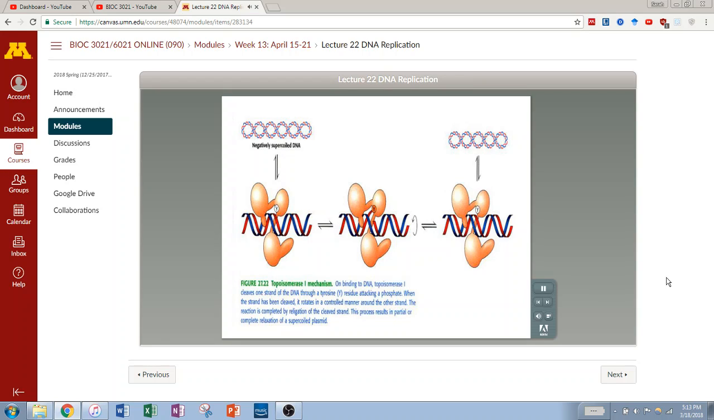The topoisomerase I enzyme cleaves one strand of supercoiled DNA. It then rotates 360 degrees around the intact strand of DNA. It then religates the cleaved DNA strand. This process occurs repeatedly, resulting in the relaxation of the supercoiled DNA.